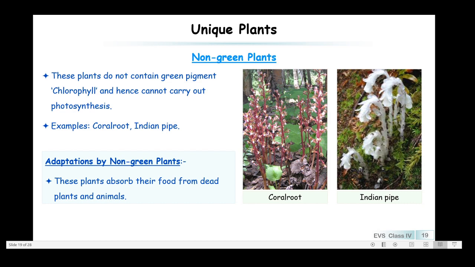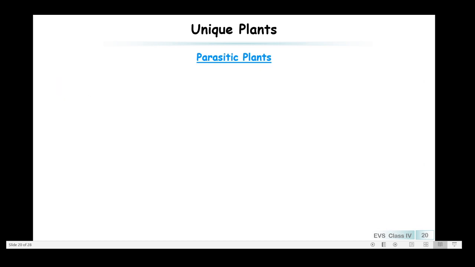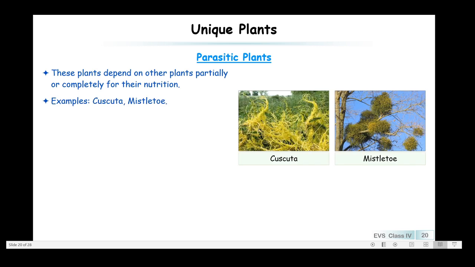So we'll switch over to next plant with this, and that is parasitic plants. So what are parasitic plants? These plants depend on other plants partially or completely for their nutrition, right? So they grow on other plants. For examples are cuscuta and mistletoe.